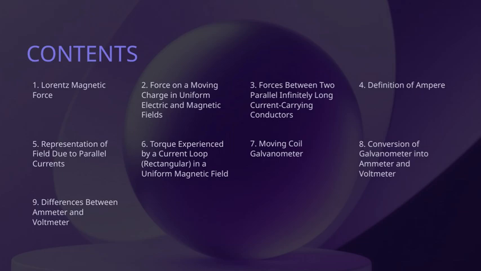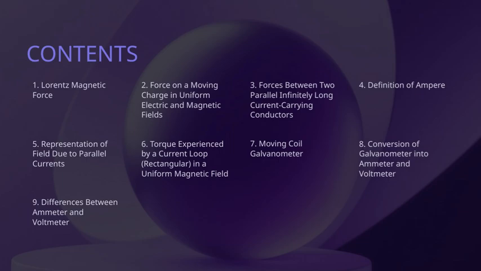Next, we'll explore the forces between two parallel, infinitely long current-carrying conductors, a key principle behind magnetic fields generated by currents. Understanding this helps us see how magnetic forces act at a distance. We'll then examine the differences between ammeters and voltmeters, what makes each device unique, and how their construction and functioning vary to suit their specific measurement purposes.